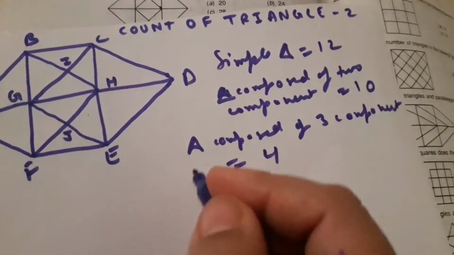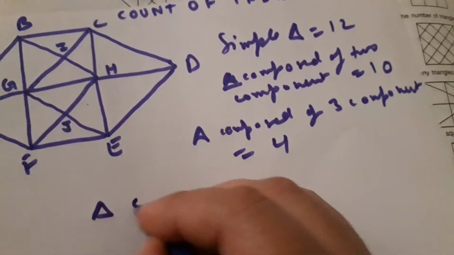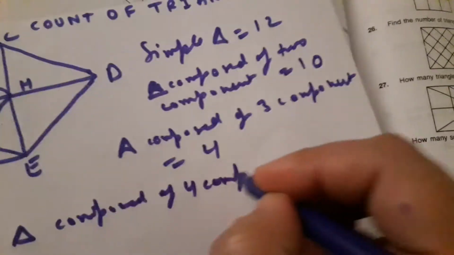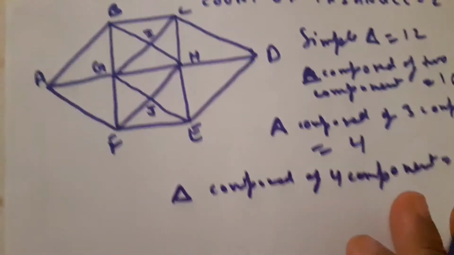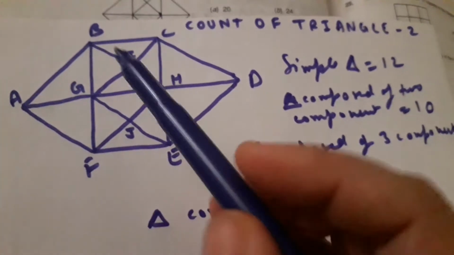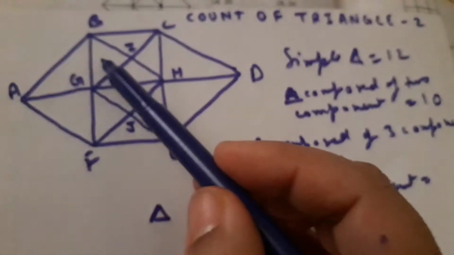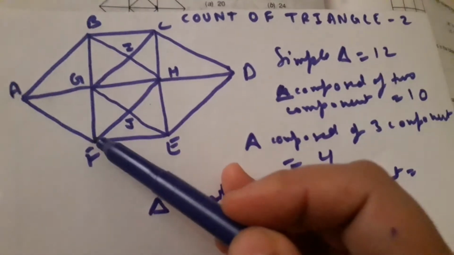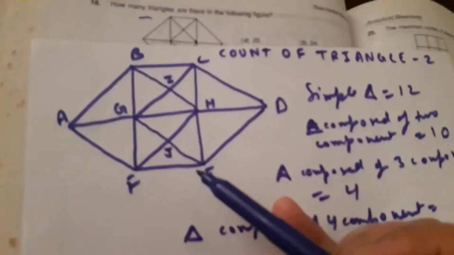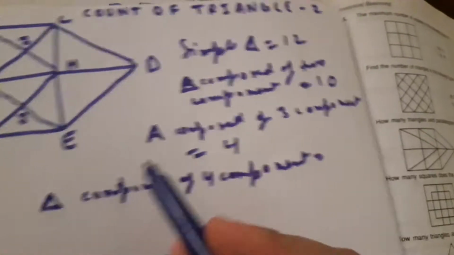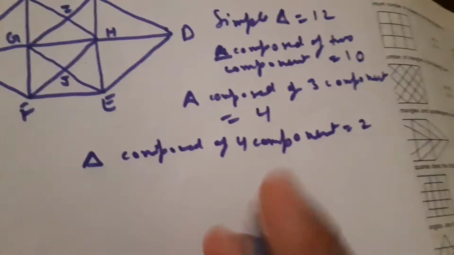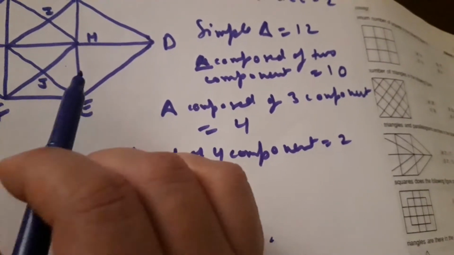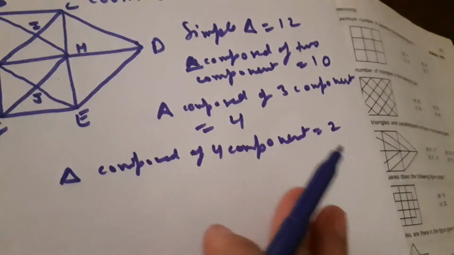Now three components are over, we will look for triangles composed of four components. You can see the triangle of four components here, B, H, F: 1, 2, 3, 4. There are triangles made of four components, B, H, F. Similarly C, G, E. So there are a total of 2 made of four components. I think three components and four components are over. The number of triangles is over because after that a triangle is not possible.